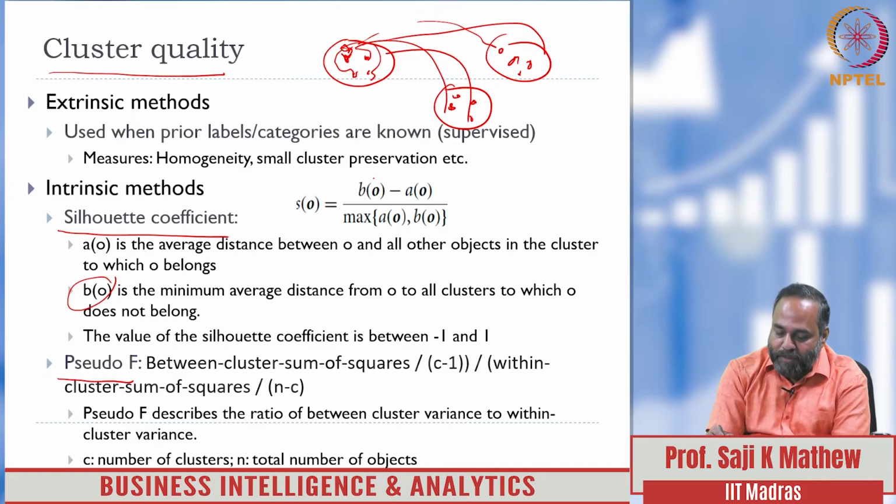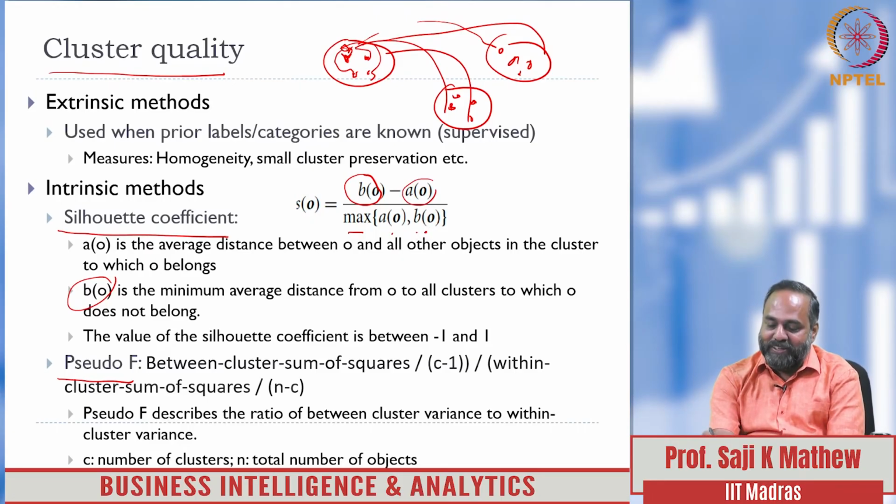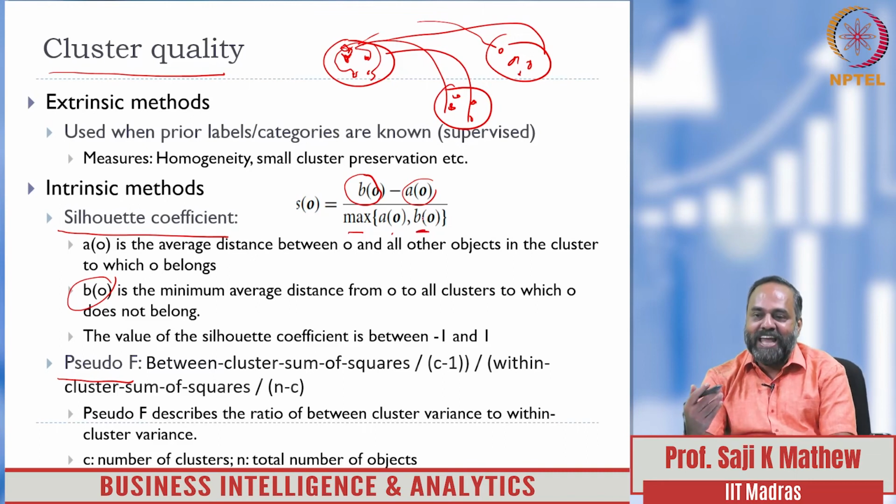So, BO is a measure of heterogeneity across clusters, the distance of O from others. AO is a measure of homogeneity within that group. And therefore, what do you want? What should be maximum? AO should be maximum or BO should be maximum? There you failed the test. You want BO to be maximum when I consider my distance from others. So, BO should be maximum.